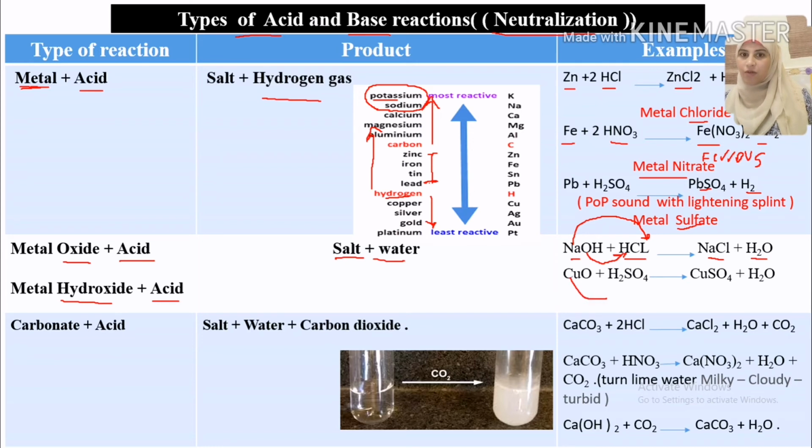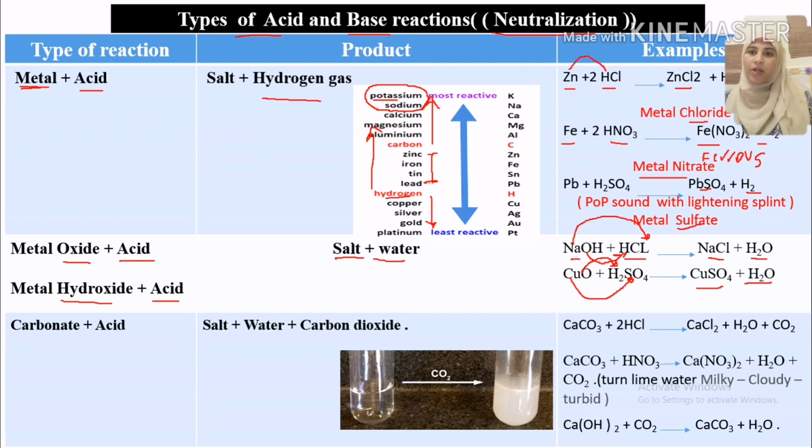Copper oxide plus sulfuric acid will form copper sulfate plus water. So we are talking about just changing the position. And in the case of the first reaction, zinc is more reactive than hydrogen. So zinc will fire the hydrogen and will take its place. And we will have zinc chloride plus hydrogen gas.